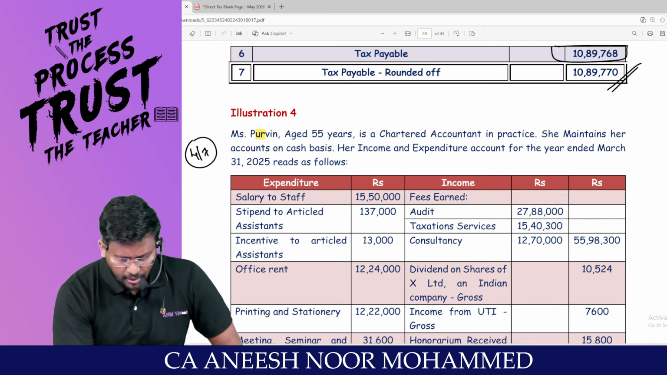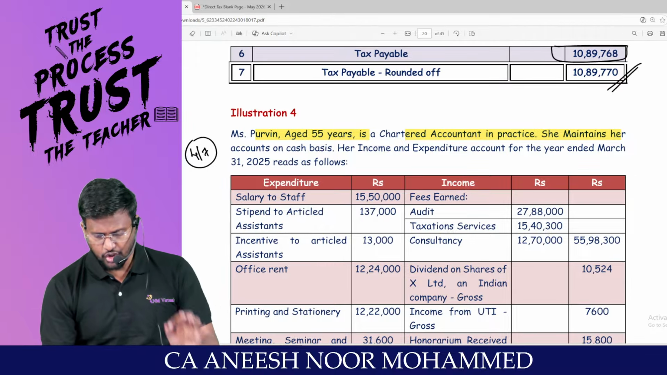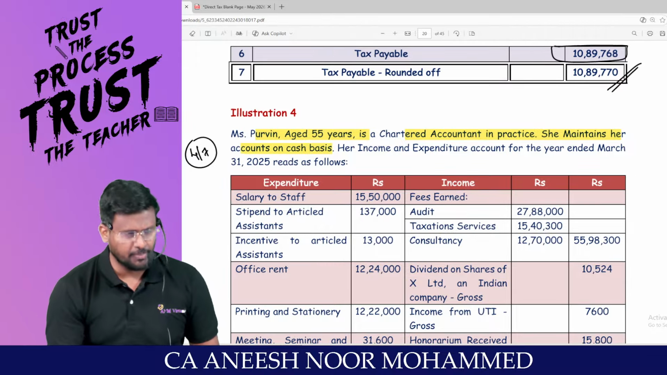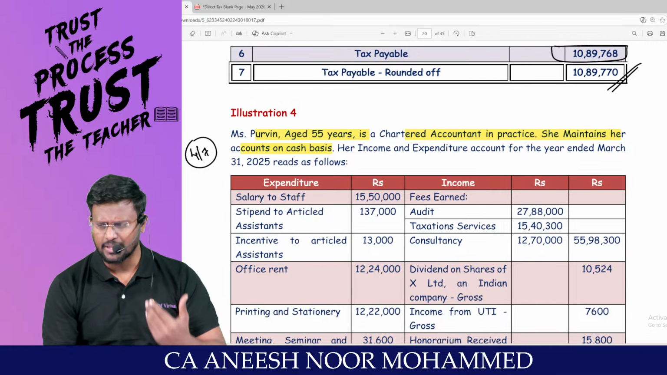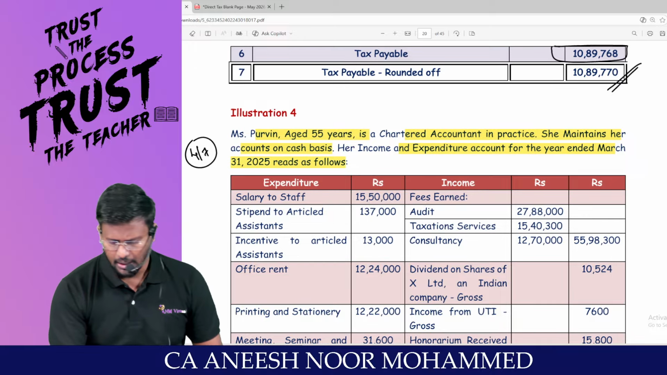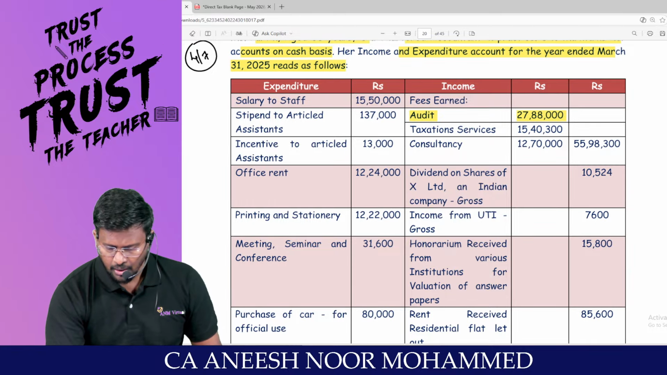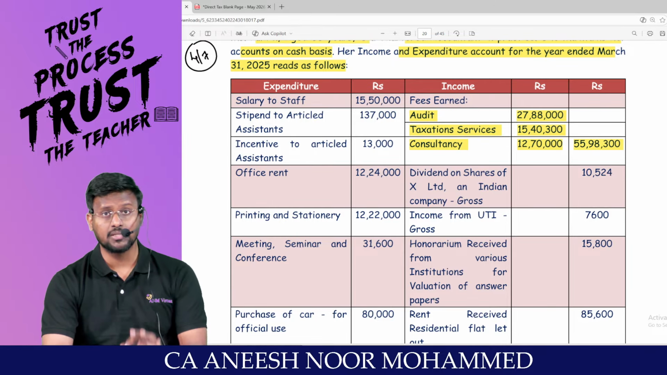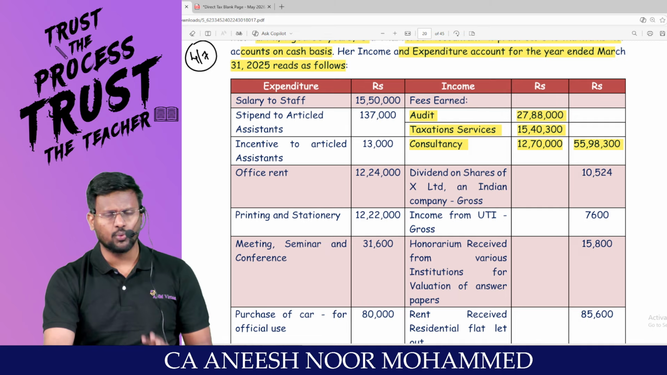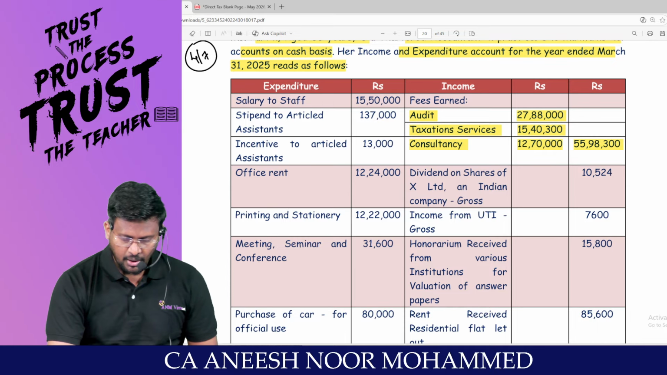Miss Parvin, aged 55 years, is a chartered accountant in practice. She maintains her accounts on cash basis, as we already know how to deal with cash basis. Her income and expenditure account for the year ended 31st March reads as follows. Audit fee has been given. Taxation service has been given. Consultancy has been given. The gross receipts exceed 50 lakh. That means we have to take care of only the normal route, nothing to talk about the presumptive.